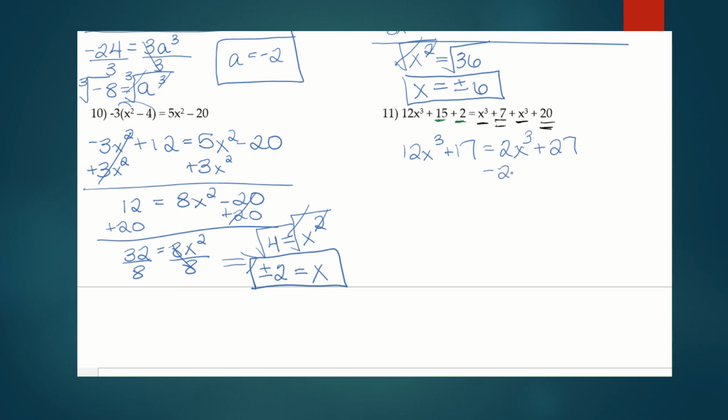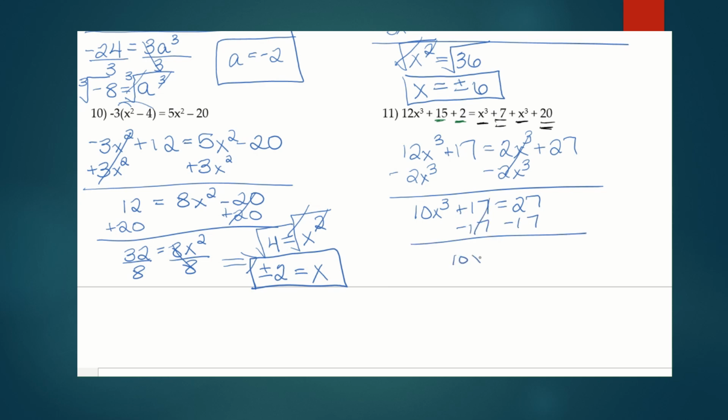All right, now we can start working across the equal sign. I'm going to bring this 2x cubed to the other side through subtraction. And that gives me 10x cubed plus 17 equals 27. I'm going to bring the 17 to the right side through subtraction. So 10x cubed equals 10. I'm going to undo the multiplication here with division. And that gives me x cubed equal to 1. And to undo a cubed term, cube root. And the cube root of 1 is 1.